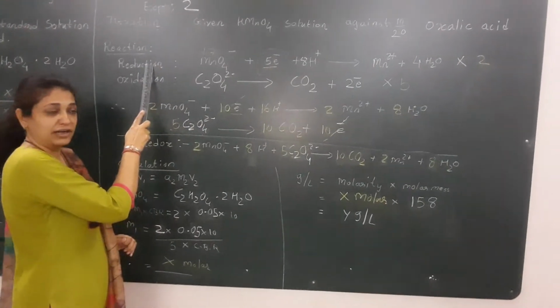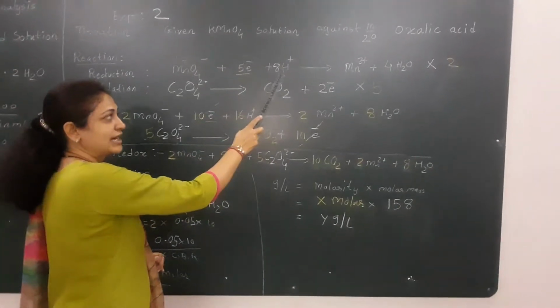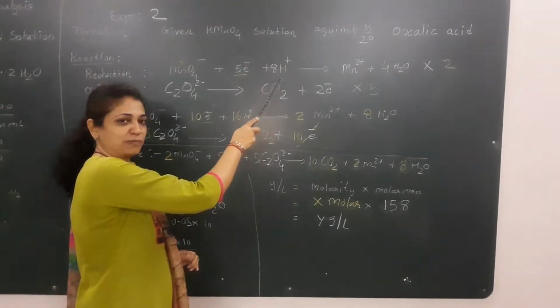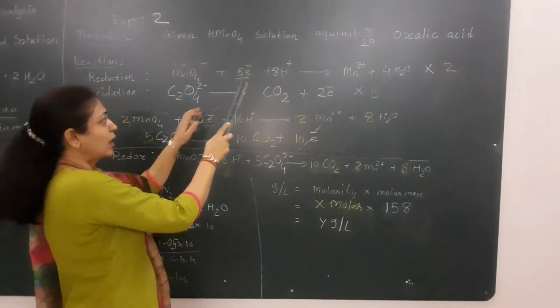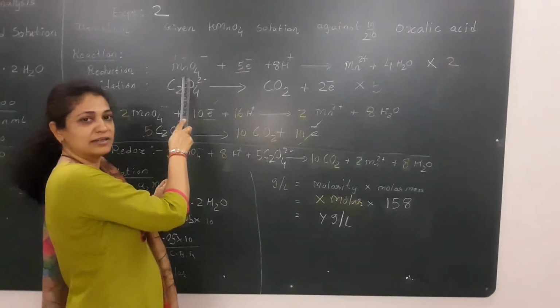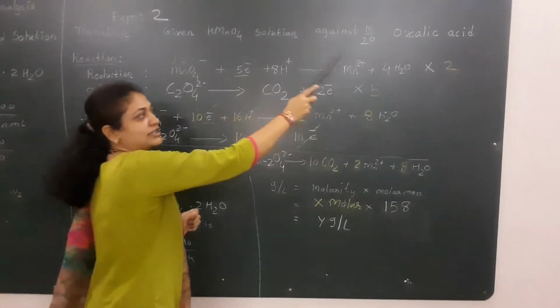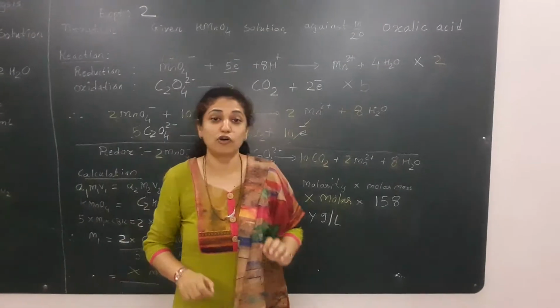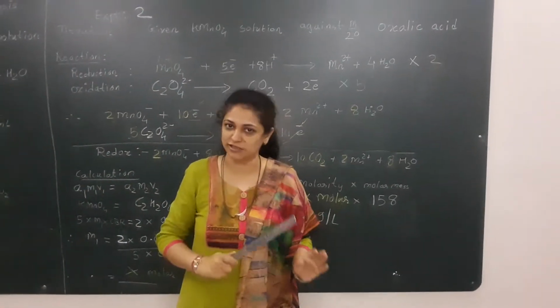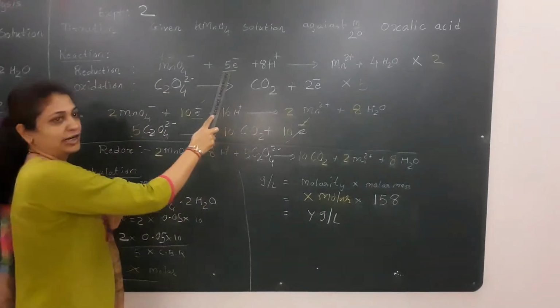Since it is undergoing reduction, it will gain 5 electrons and this reaction takes place in acidic medium, so we have written H plus. Now why is it gaining 5 electrons? The reason is MnO4 minus reduces from plus 7 oxidation state to plus 2 oxidation state. So for changing from plus 7 to plus 2, it has to gain 5 electrons. So we have written here 5 electrons.